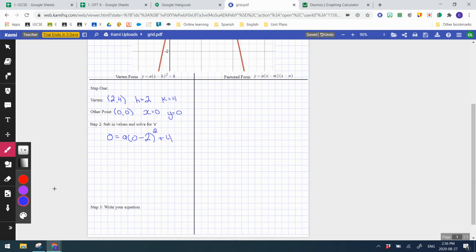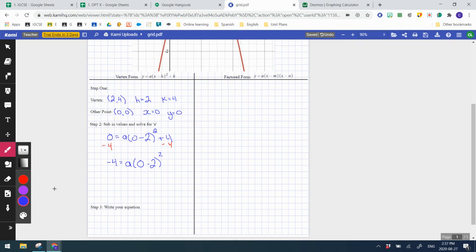So now I need to do some math to find a. First thing I'm going to do is I'm going to subtract 4 from both sides, just so I get it out of the way. So I'm going to have negative 4 equals a. The 0 is not going to do anything, so it's going to be 0 minus 2 squared. And I'm going to make that a look more like an a and less like a 9. This is an a.